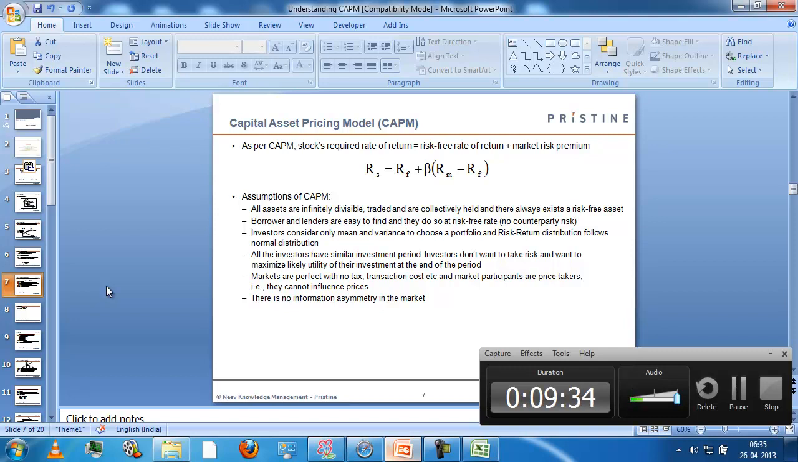There are certain assumptions of the capital asset pricing model which are very important. The first assumption is that all assets are infinitely divisible. Actually, this assumption is really impractical because it tells us that we can deal in fractions of shares, which is not true. Another assumption of the capital asset pricing model is that the borrower and lender can get money at the risk-free rate, which is not always the case. Another impractical assumption of the capital asset pricing model is that there is no tax, no transaction cost, and no market impact, and all the market participants are price takers.